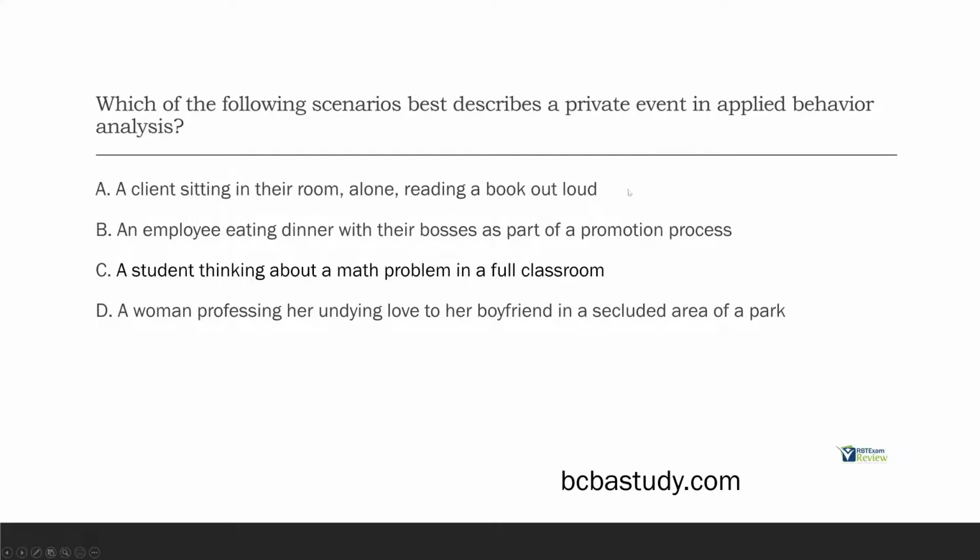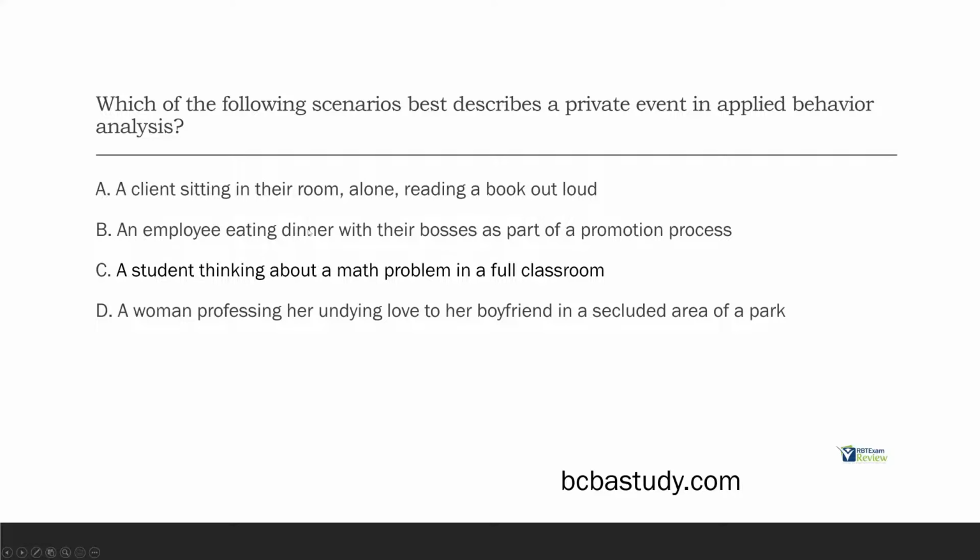Which of the following scenarios best describes a private event in applied behavior analysis? A, a client sitting in their room alone, reading a book out loud. They're alone, but could we observe them reading the book out loud? Yes. So don't get tricked by this common wrong answer for private events. Just because you're alone doesn't make it a private event. A private event is unobservable.